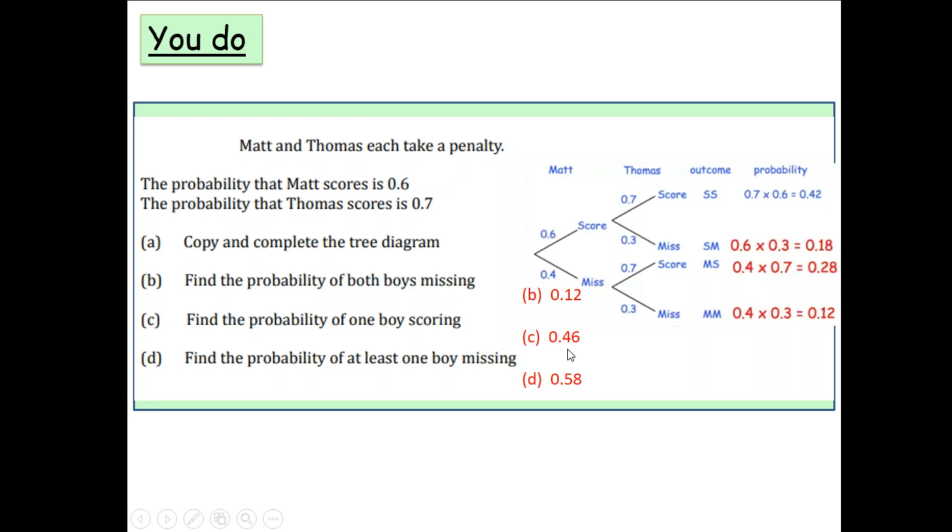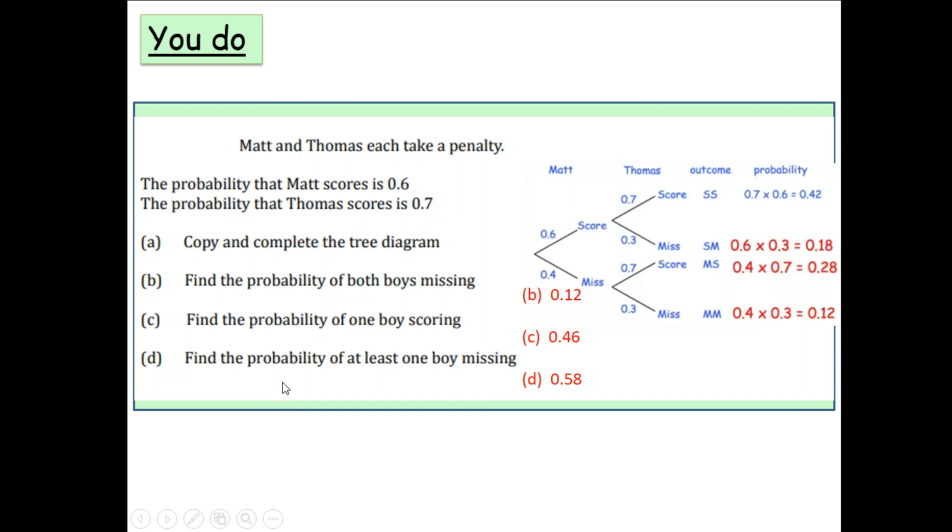So what you need to do for this is you need to have a look at if Matt scores and Thomas misses, the probability for that is 0.18. So now let's have a look at if Matt misses and Thomas scores, the probability of that is 0.28, and you add them both together to get 0.46 because I said find the probability of one boy scoring.